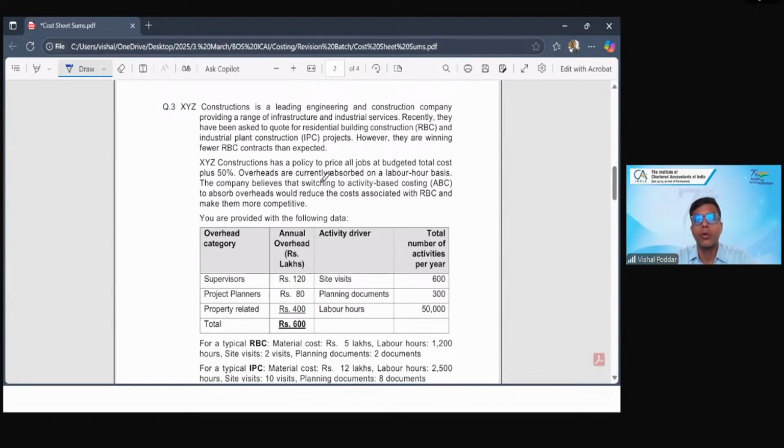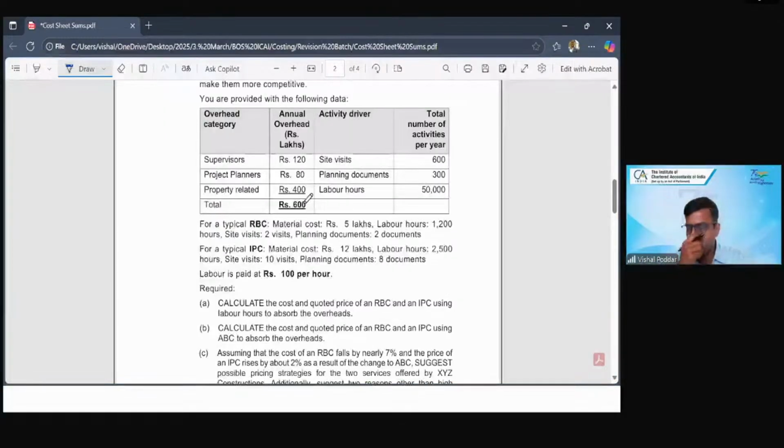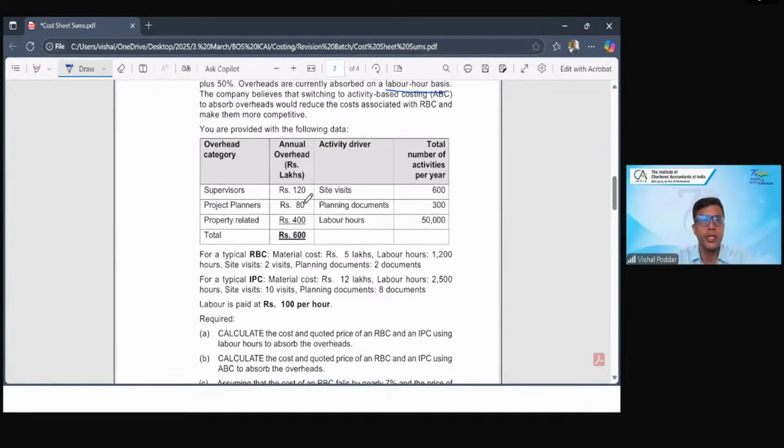Overheads are currently absorbed on labor hour basis. The company believes that switching to ABC to absorb overheads would reduce the cost associated with RCB and make them more competitive. So this is a cost sheet comparing with ABC, which we recently did in the previous class. You are provided with the following data: overheads and the drivers.